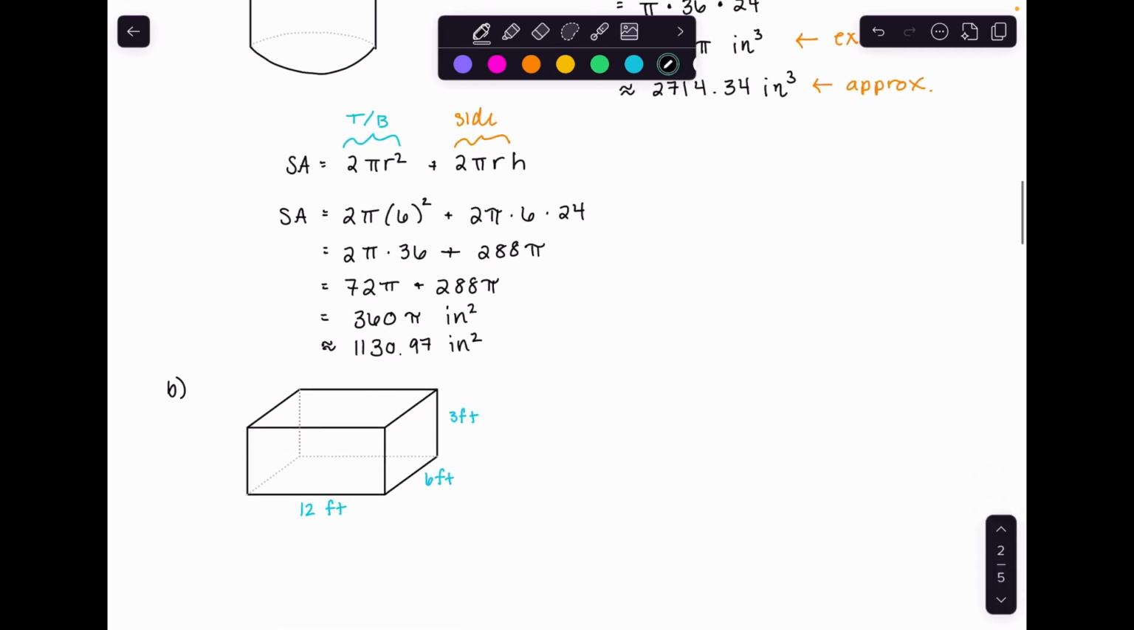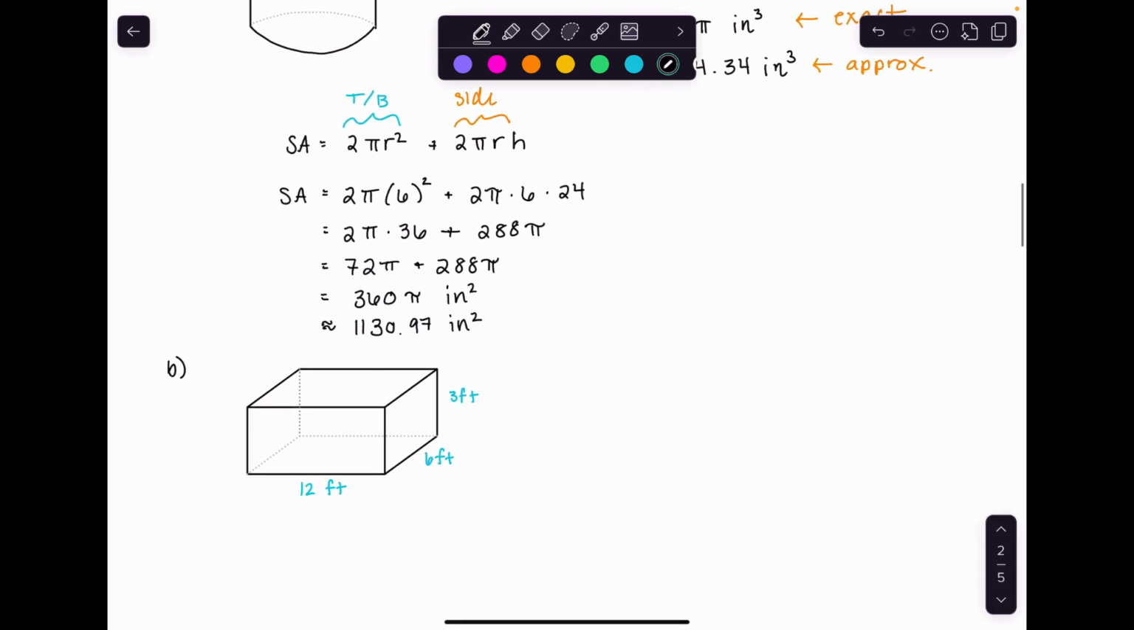Moving on to the next example, this is going to be a rectangular solid, aka a box. So we've got our 3 sides, which are 12, 6, and 3. Honestly, it makes 0 difference which one you call the length, the width, and the height. The volume on this is always the nicest. It's just multiply the 3. So one side is 12, one side is 6, one side is 3. So if you do 12 times 6 times 3, you get 216.